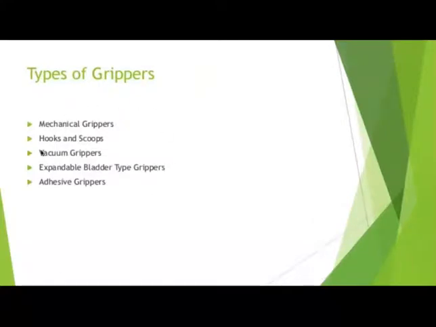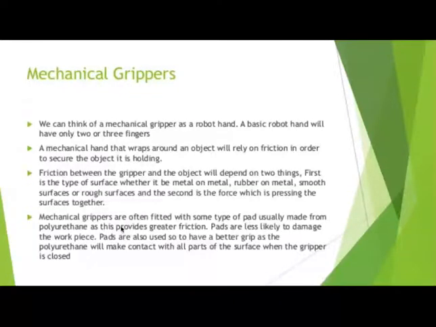Here are some types of grippers: mechanical grippers, hooks and scoops, vacuum grippers, expandable bladder type grippers, and adhesive grippers. In mechanical grippers, we can think of the mechanical gripper as the robot hand. A basic robot hand will have only 2 or 3 fingers.